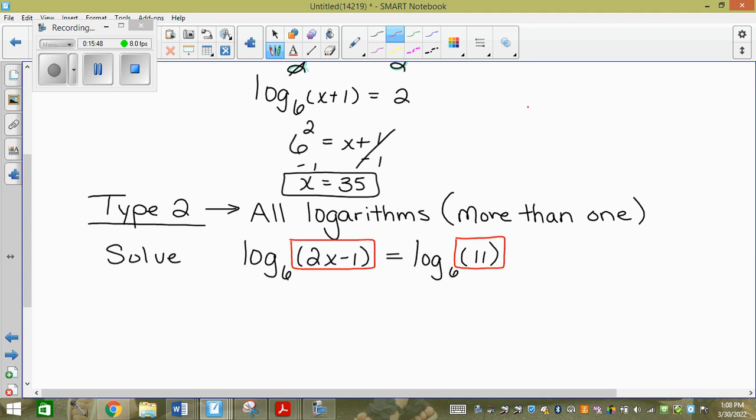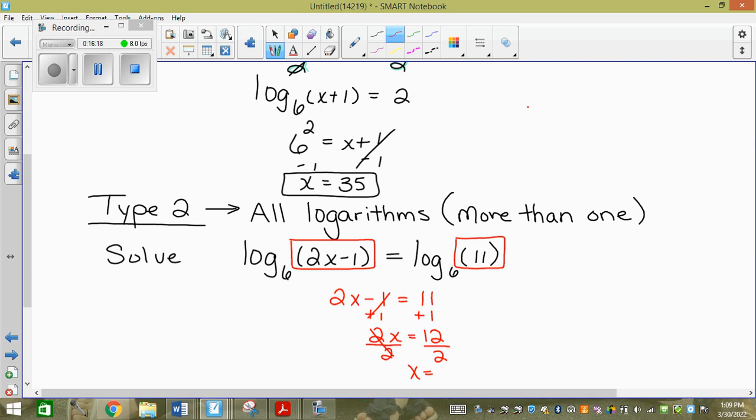Those are equal. Just like when we had 2 to the something equal 2 to the something, I could say that the exponents must be equal. If I have log base 6 of something equals log base 6 of the other something, then those must be equal, or that's not a true statement. So I'm going to have 2x minus 1 equals 11. Add 1. 2x equals 12. Divide by 2.